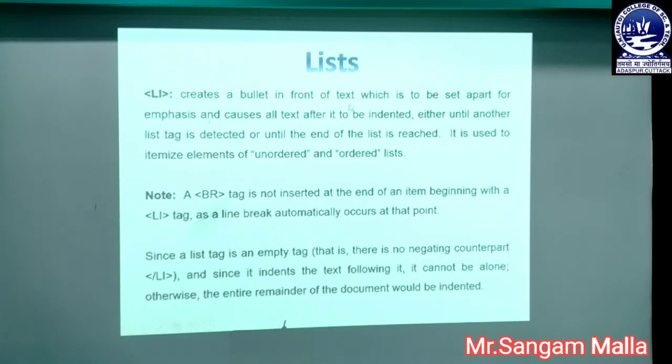Whenever we are writing any text and using the list tag, it automatically puts a bullet in front of the text, which is used to emphasize or identify particular text in a web page.